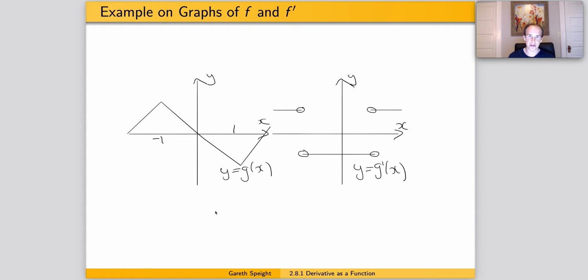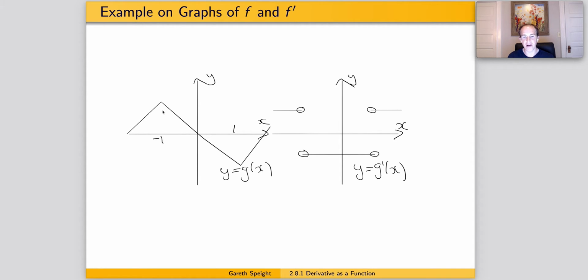Here's another graph with a function g and its derivative g prime. So here, g is going up at a constant rate to the left of -1, right? It looks like a line. The derivative should be constant. The slope should be constant, and we see that. But then at -1, the slope abruptly changes from going up to going down.